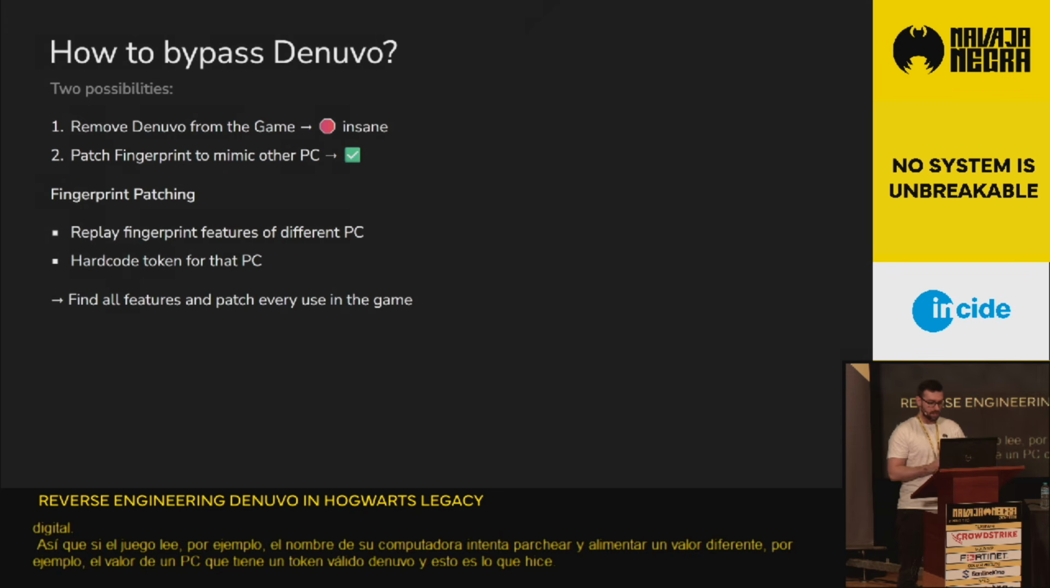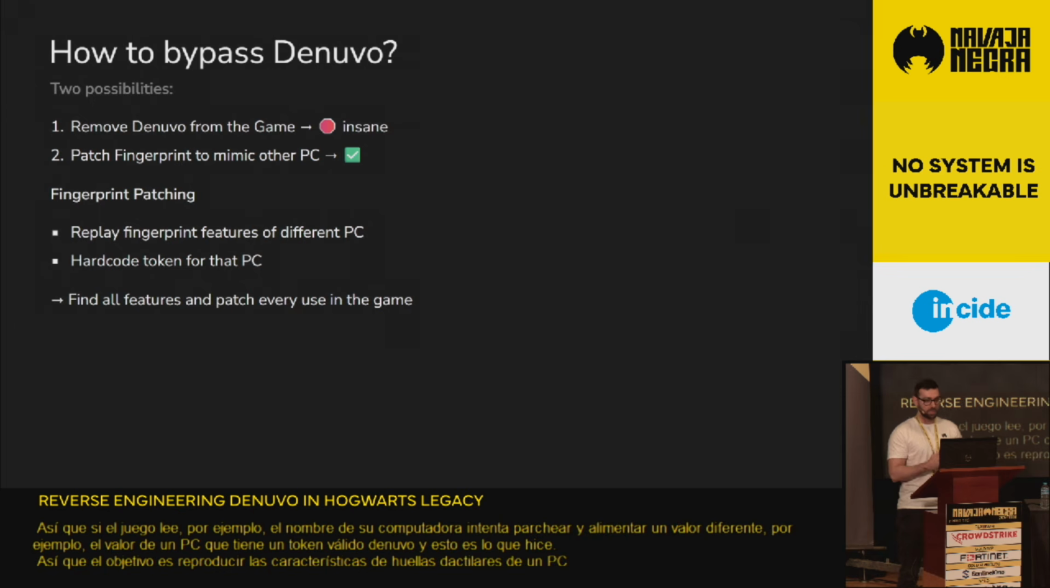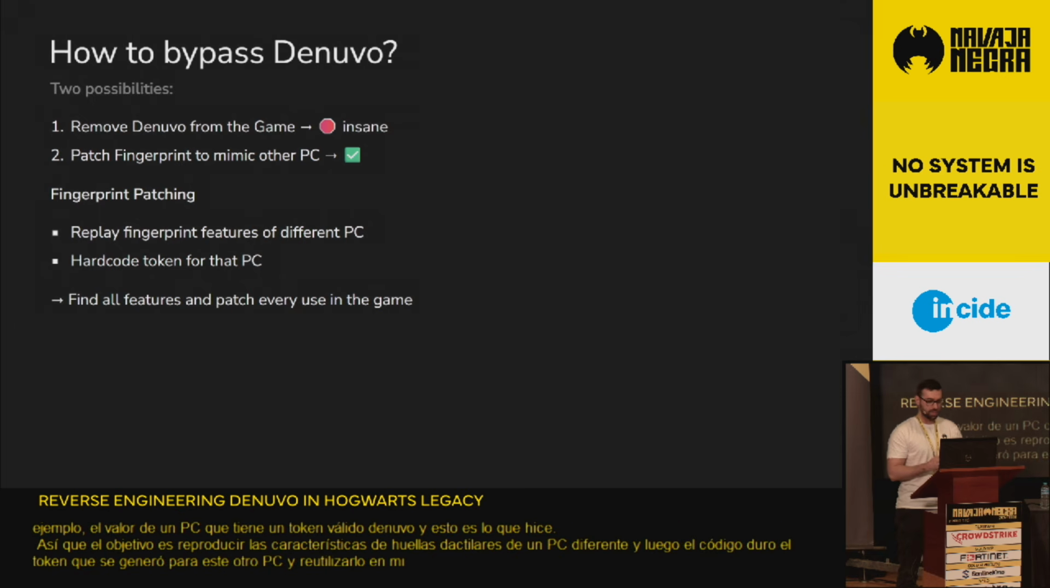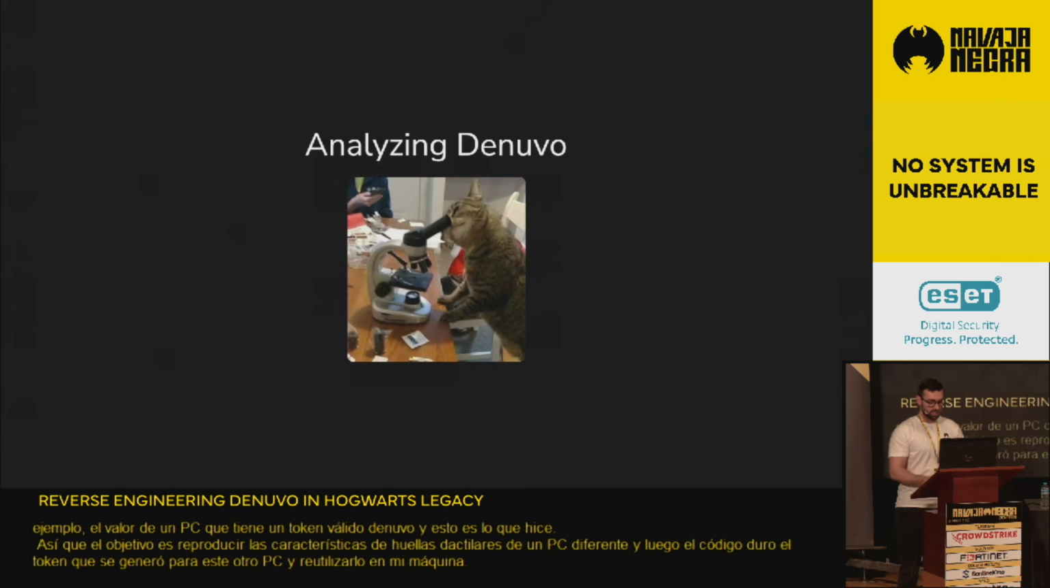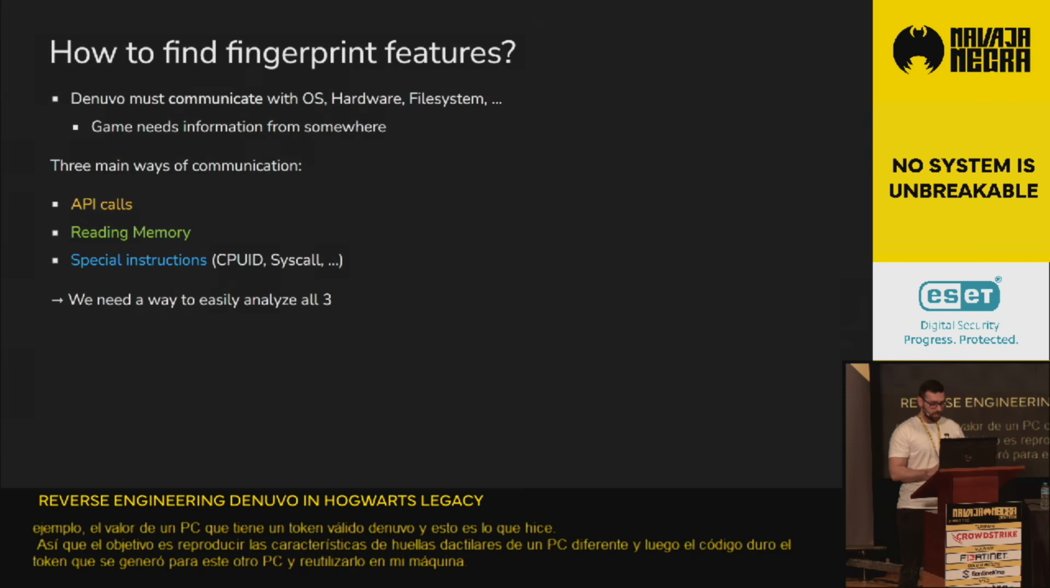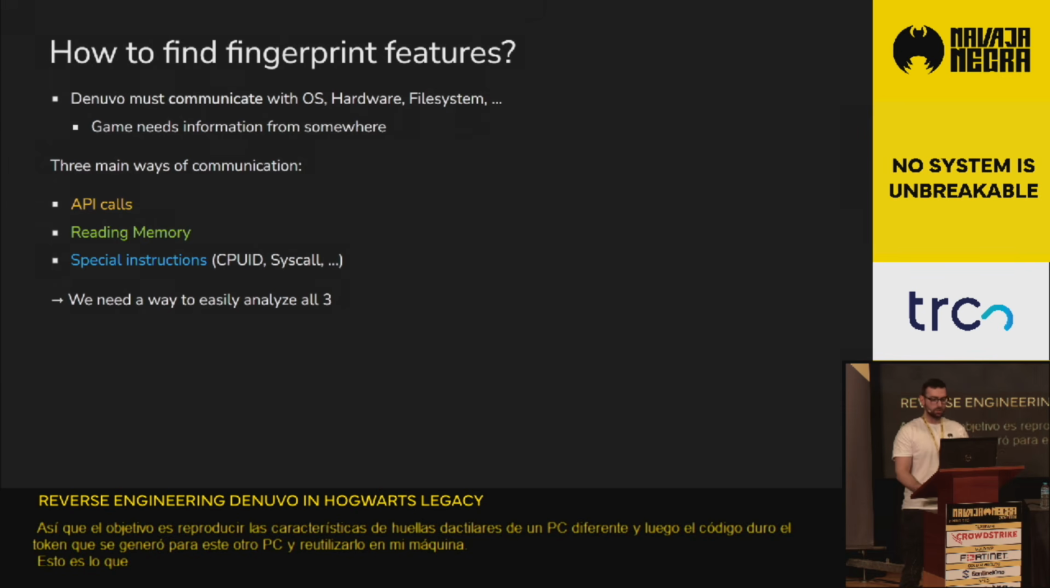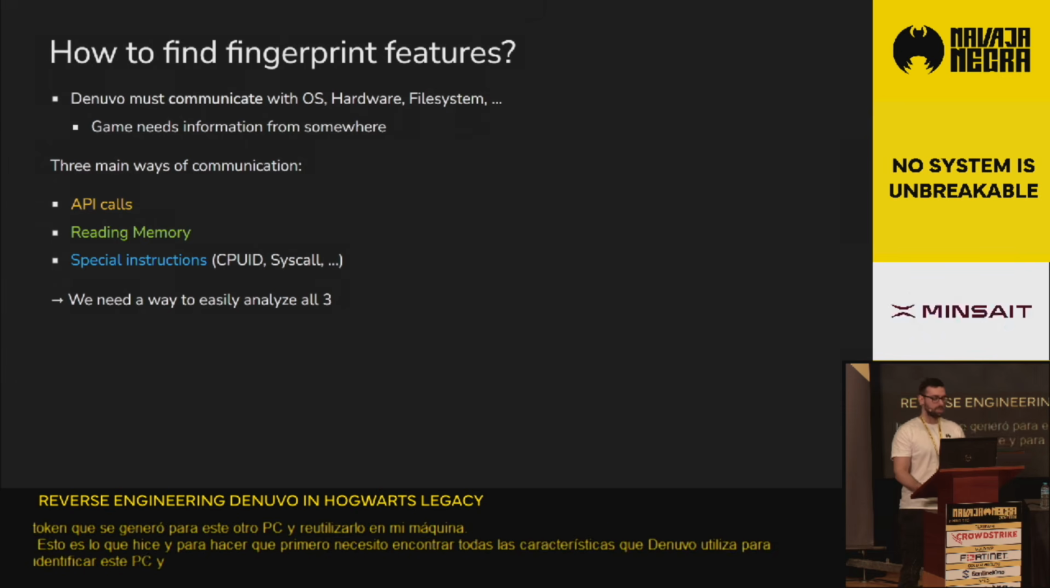To do that, I first need to find all the features that Denuvo uses to identify this PC, and at the end I need to patch them. But first, let's focus on this analysis part, especially on how we can find those fingerprint features. Once I looked at Denuvo, I also thought to myself, how can I do that? How can I find out what Denuvo does and how it identifies your PC?